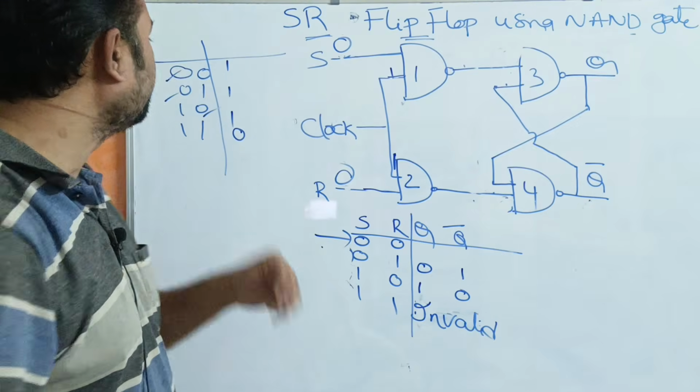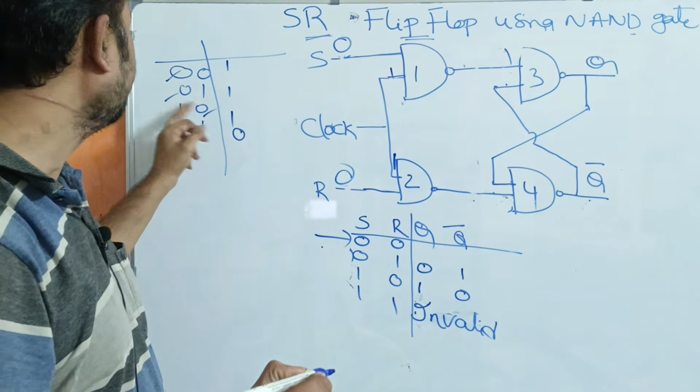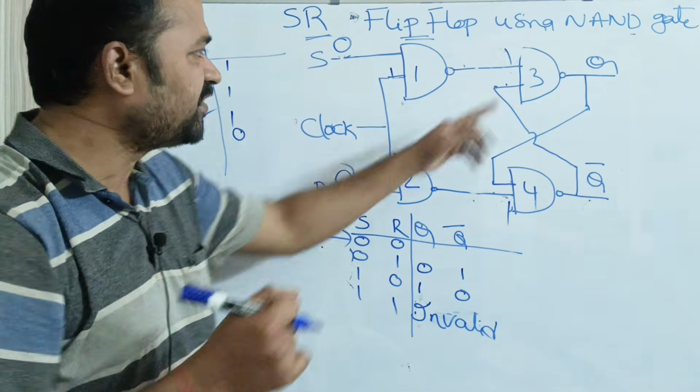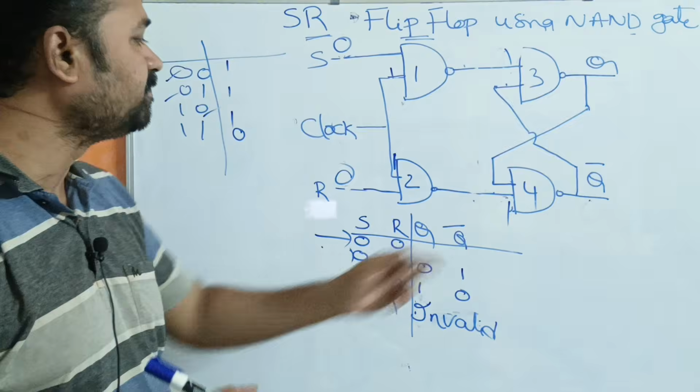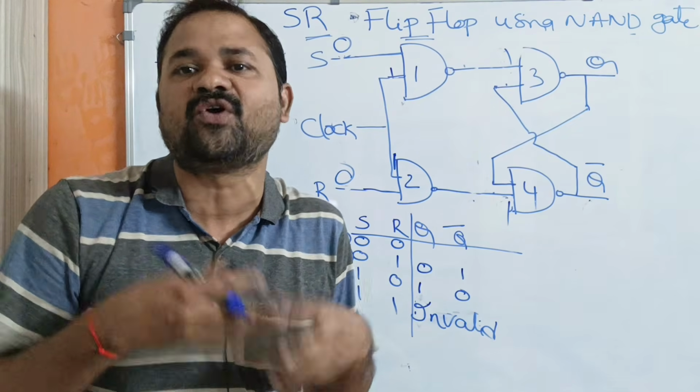So what is the output of the first NAND gate? 0 1 means output is 1. Next, 0 1 means output is 1. Here for the third NAND gate, one of the inputs is 1. For the fourth NAND gate also, one of the inputs is 1. So we can't predict what the output is.